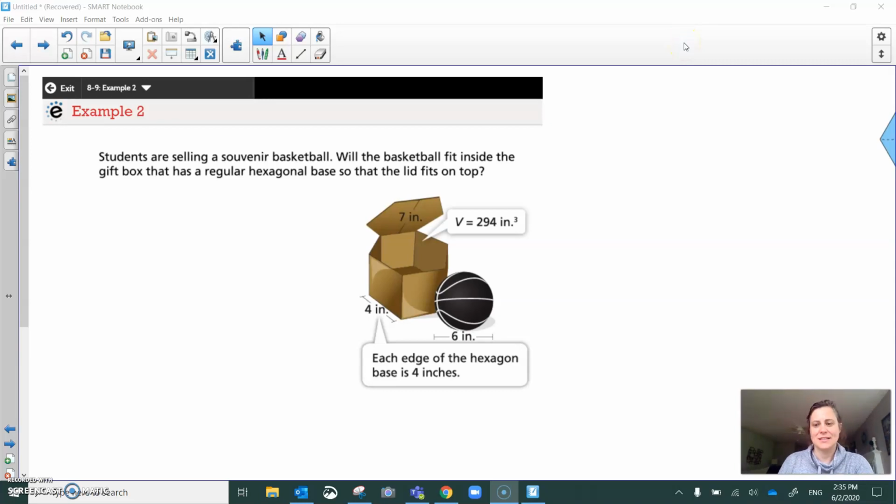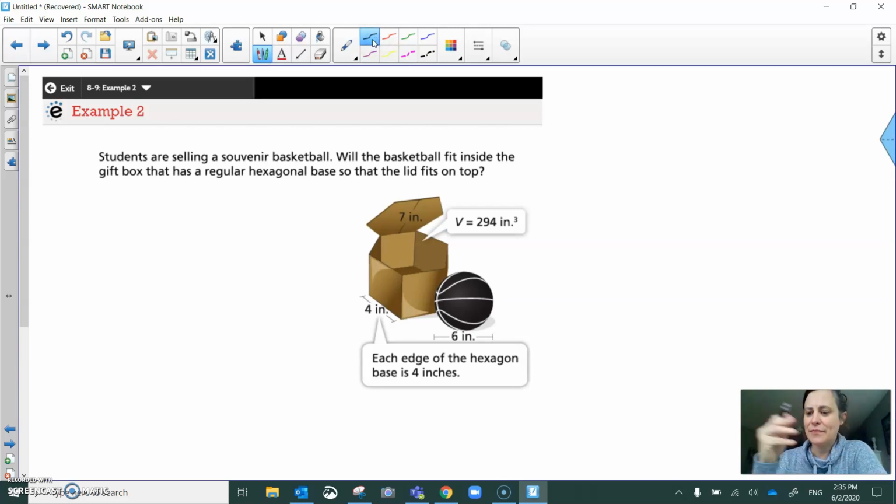Okay, this is 8-9, example 2. This isn't one that has a try it with it, but I wanted to talk about it just for a second. So, okay, we're going to do that thing again where everything's frozen. Okay, all right, let's try it with this. So, as I've stated before, the formula for volume of a prism, so we're going to write volume of prism.